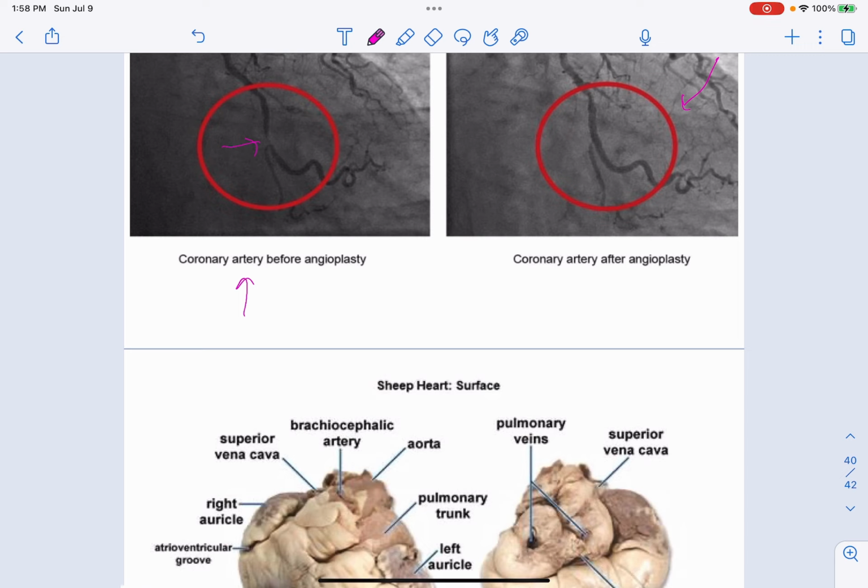I think the rest of the slides have to do with the anatomy of the heart that we're going to dissect. I'm not actually going to go over that. We'll do that in lab, but you have those images to work off of. Plus, I'll put a video on how to do the dissection. So this concludes the lecture on the heart.